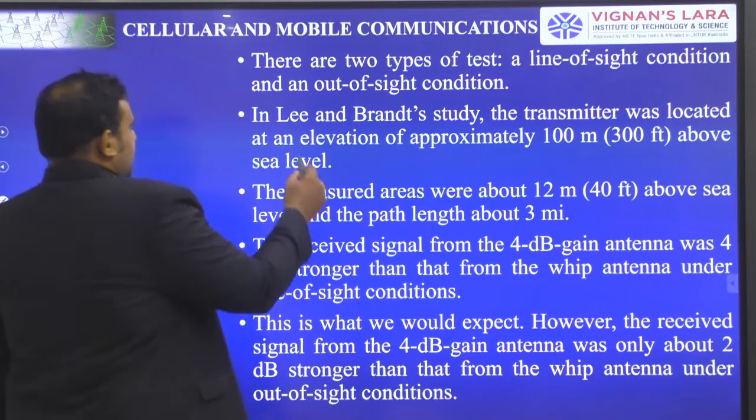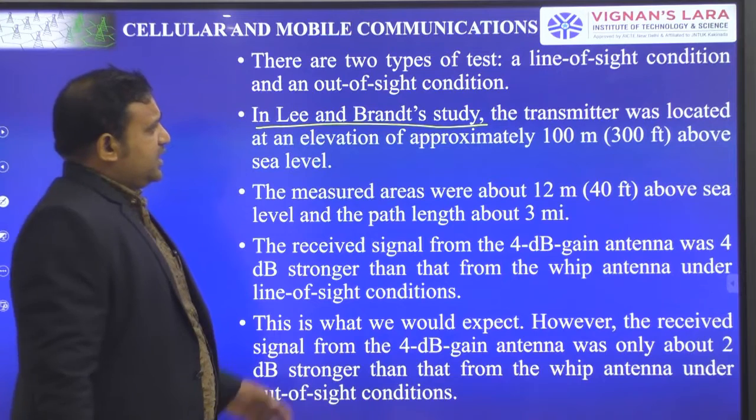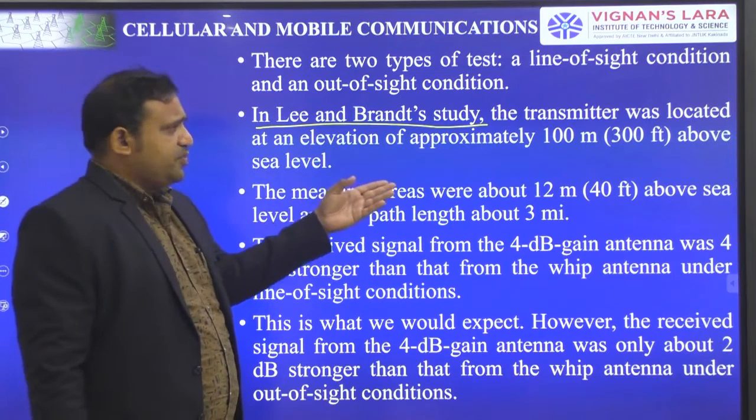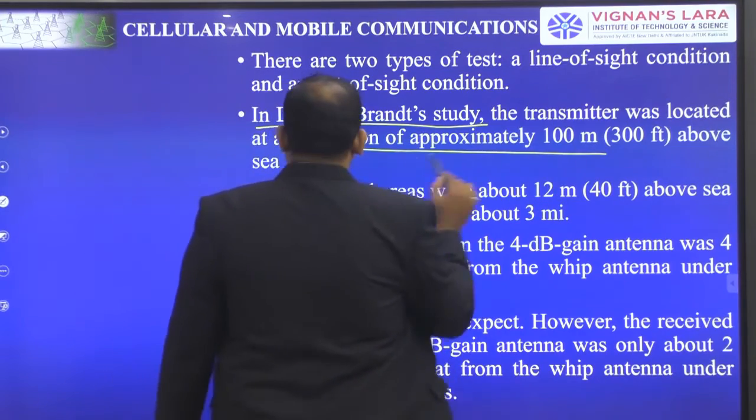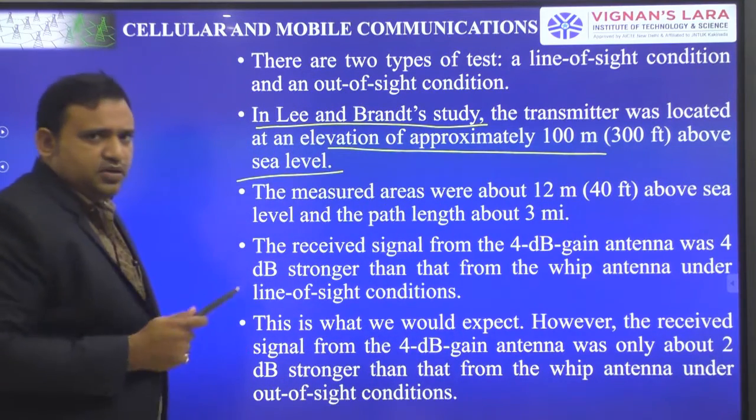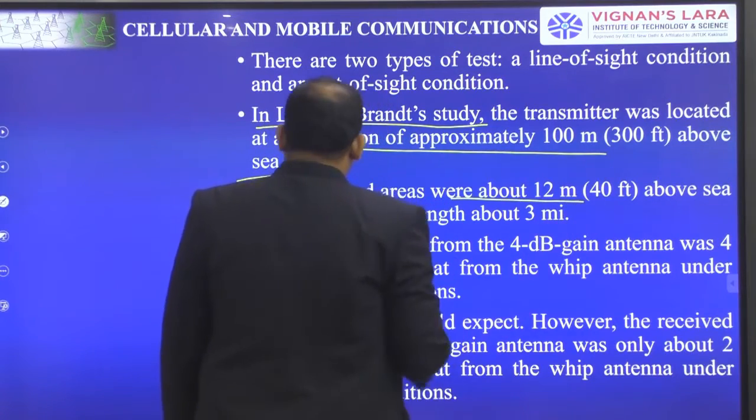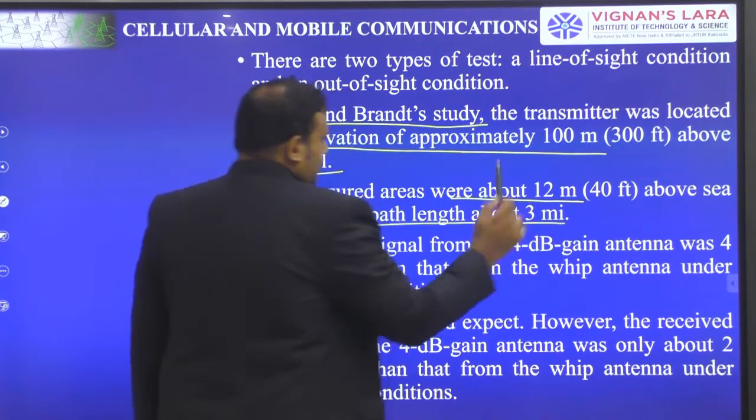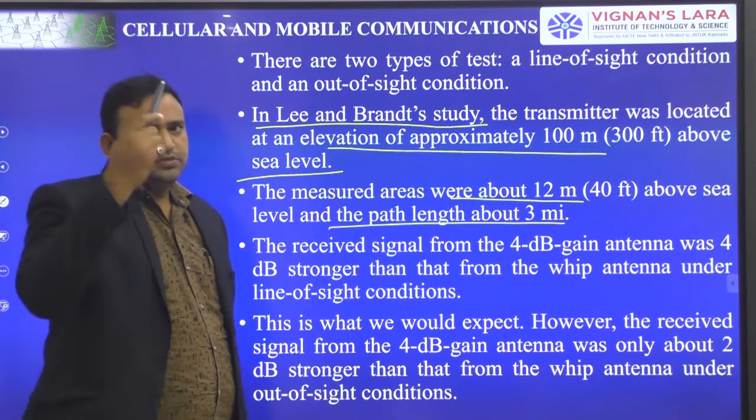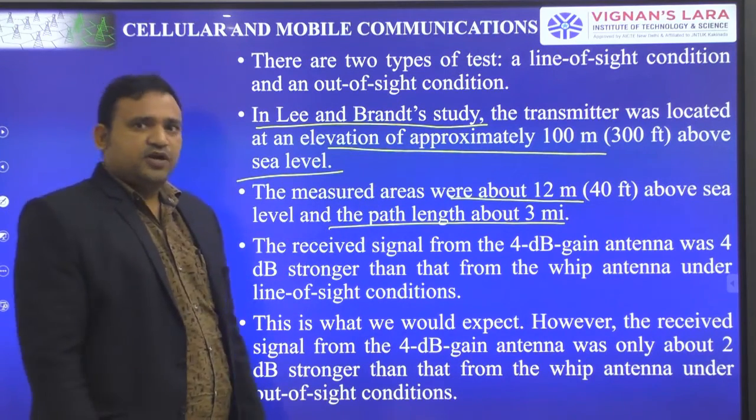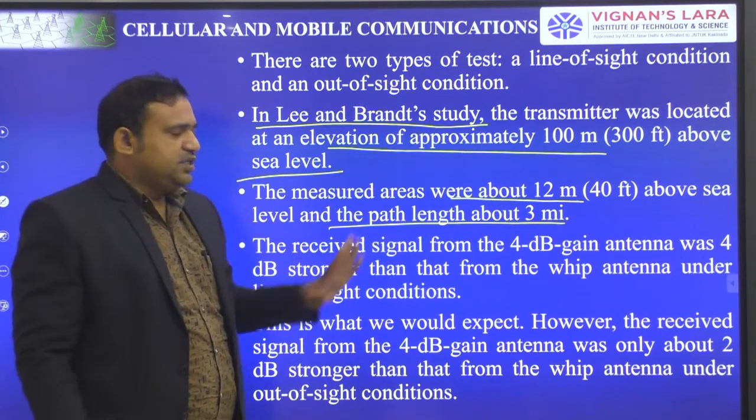In the Lee and Brandt study, the transmitter was located at an elevation of approximately 100 meters. So the transmitter is located at 100 meters above sea level, and the measured area is about 12 meters above sea level. The path length is about 3 miles. Transmission point about 100 meters, reception point about 12 meters. The distance between transmitter and receiver is about 3 miles.